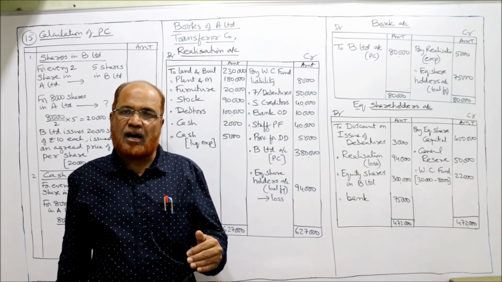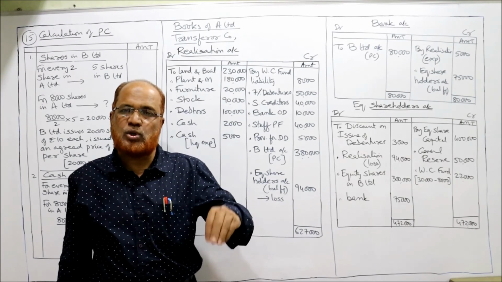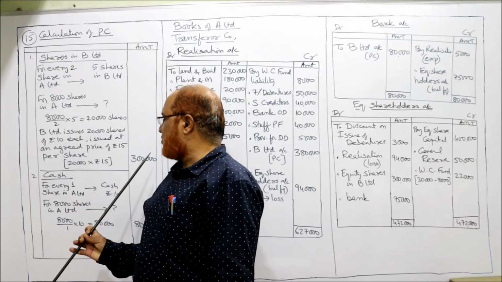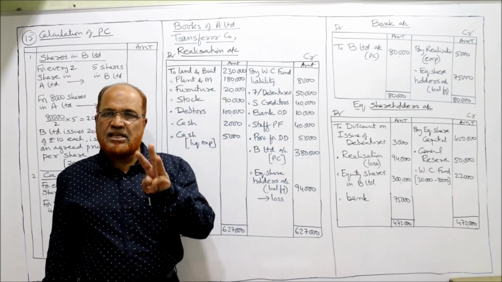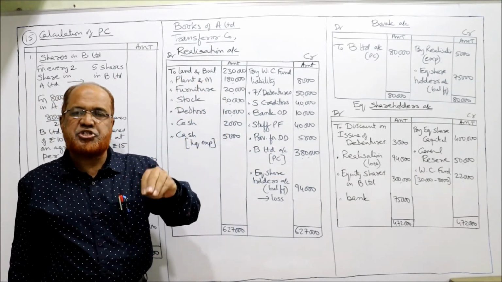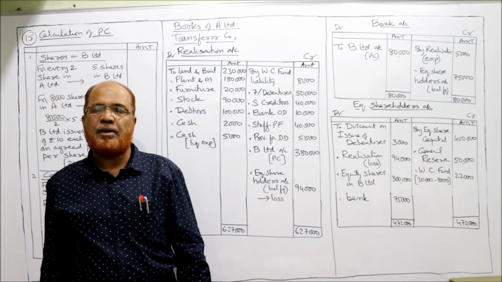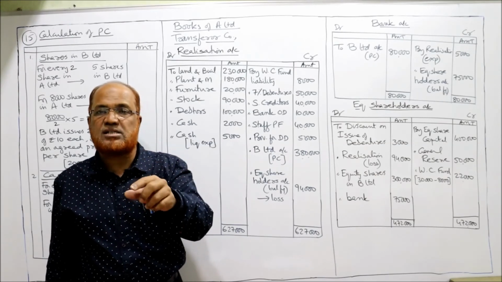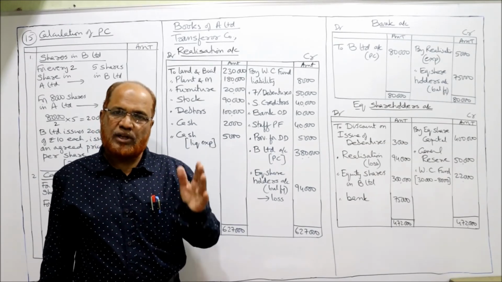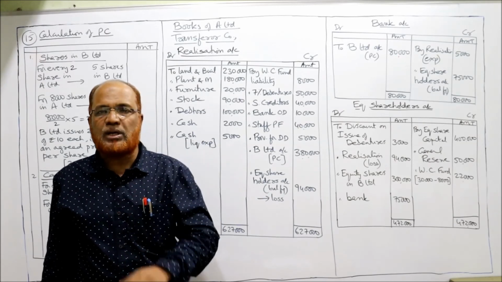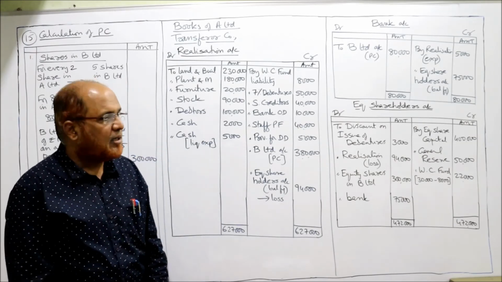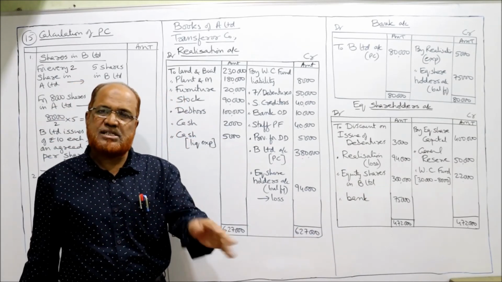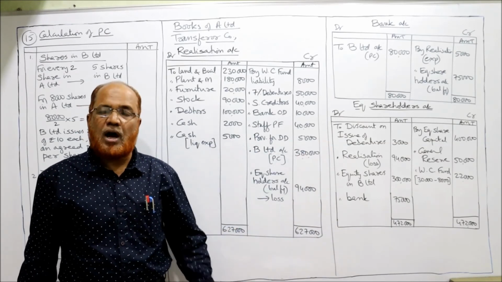The purchase consideration that came, that amount we will give to the equity shareholders. In the purchase consideration, shares worth 3 lakh rupees came. These 3 lakh rupees of shares will be distributed to shareholders. The entry will be equity shareholders account debit to equity shares in B Limited. So we debit to equity shares in B Limited 3 lakh. These shares worth 3 lakh rupees are given to the equity shareholders.